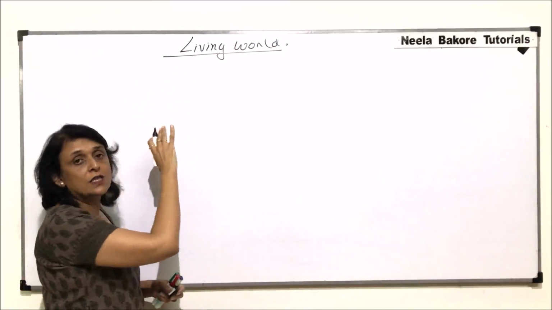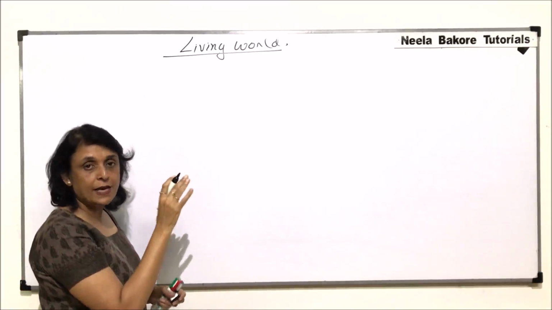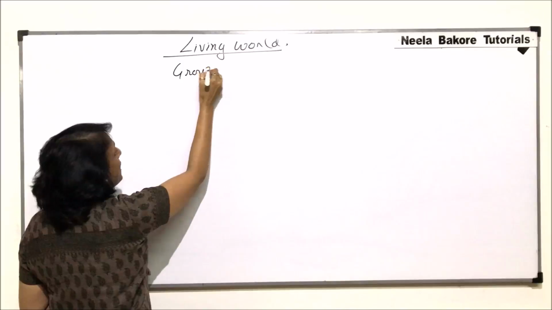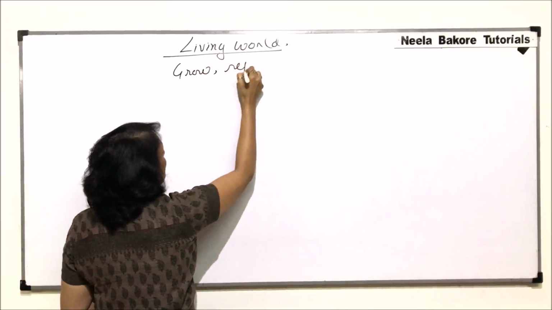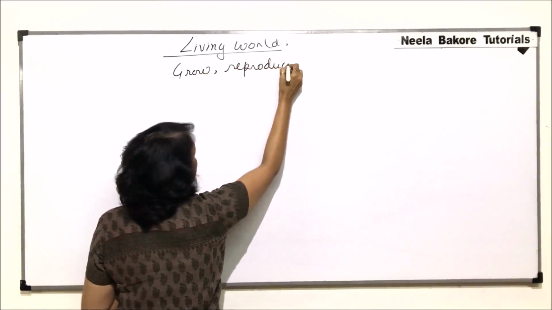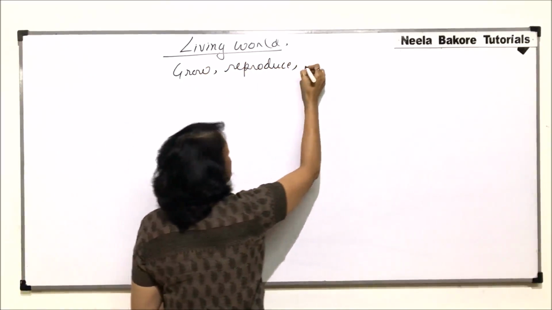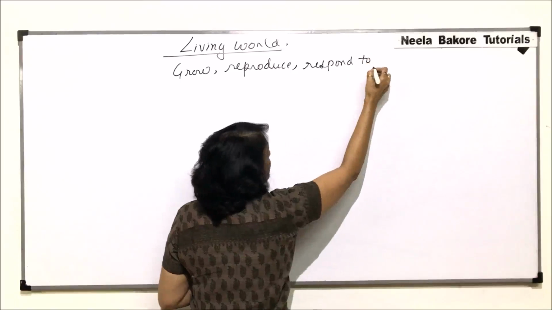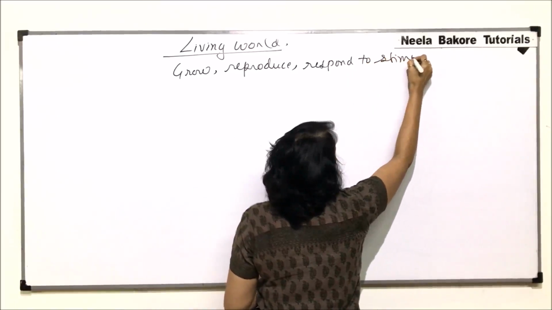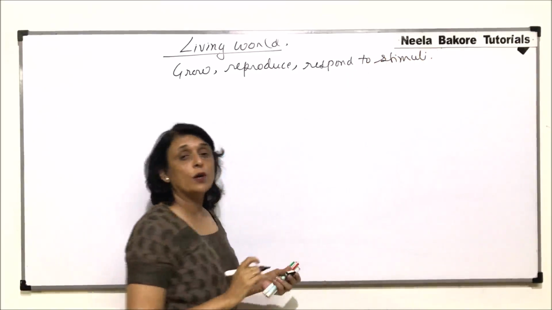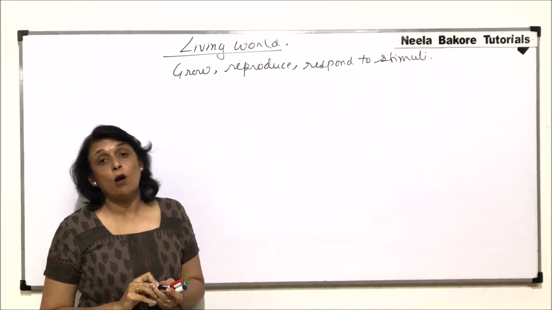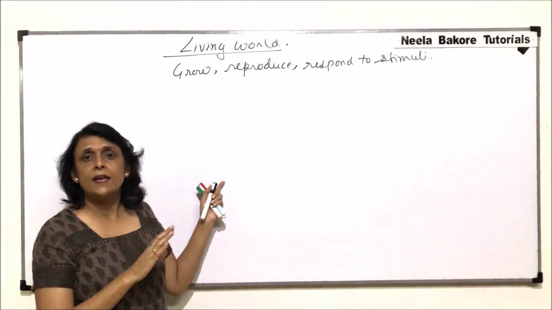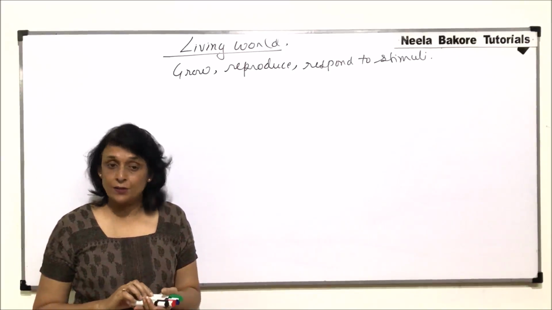So let us first sum up all the general characters that we talk of. We say the living organisms grow, they reproduce, they respond to stimuli. This is what we normally talk about. They also show movement, locomotion. So these are taken as the living characteristics.